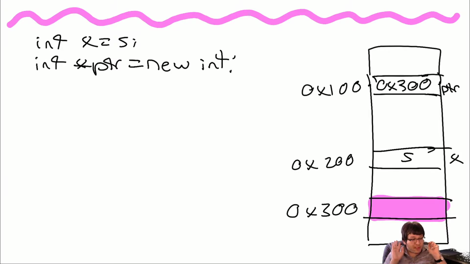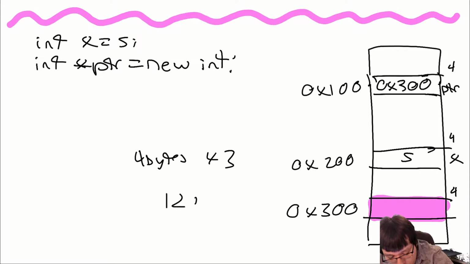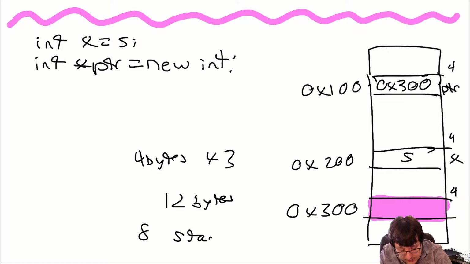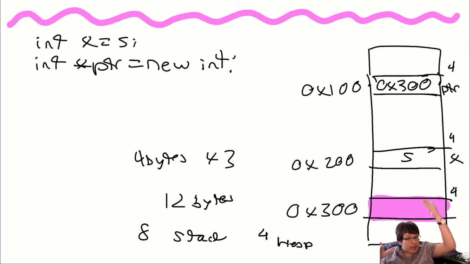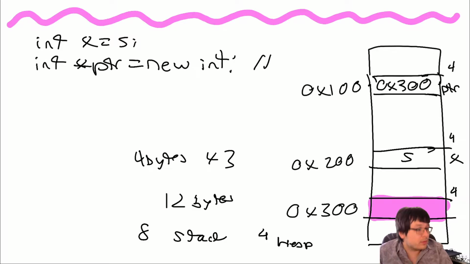So technically, in this case, if we said that the pointer was also 4 bytes, this program is currently using 12 bytes of memory, okay? It's using 4 bytes for this, 4 bytes for this, and 4 bytes for that. So 4 bytes times 3, 12 bytes. Of those, 8 are in the stack, and 4 are in the heap. In other words, 8 are defined at compile time, and they always will exist for the entire duration of the program. And then 4 bytes, which is the new int part, is going to only exist after this line of code, okay?